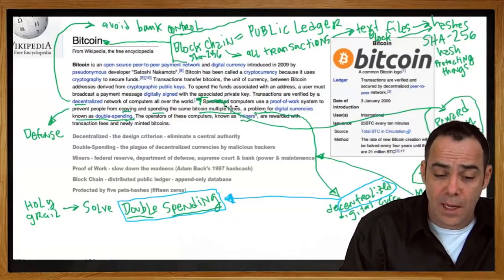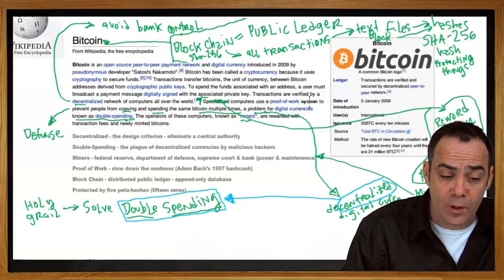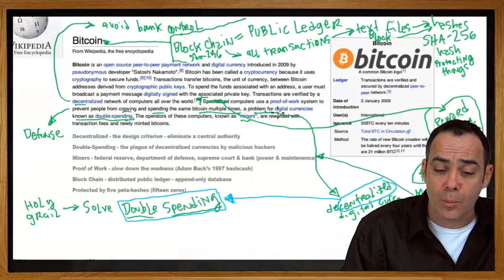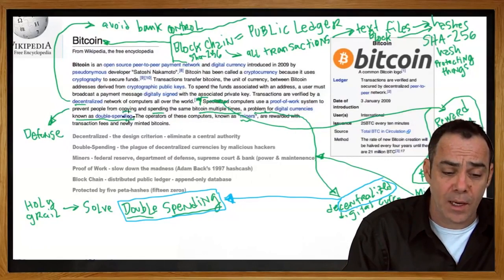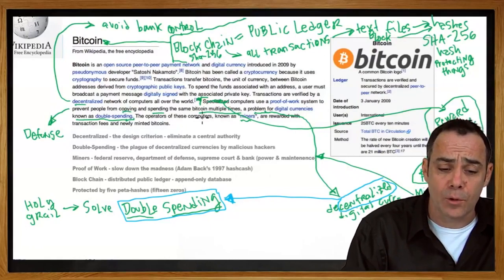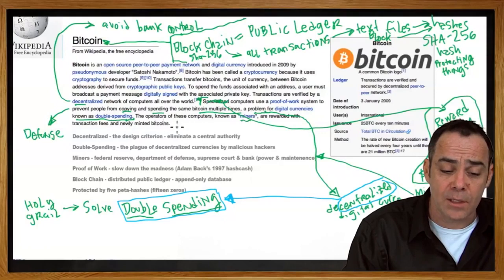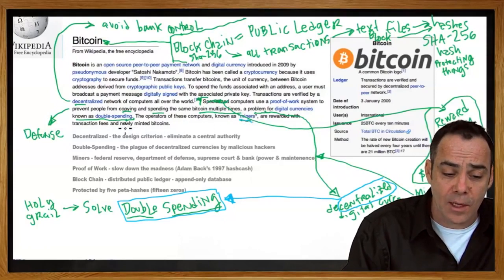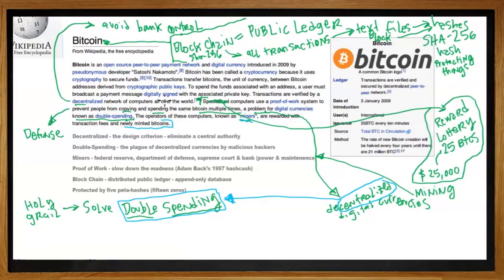paragraph. So, non-specialized computers use a proof of work system to prevent people from copying and spending the same Bitcoin multiple times, a problem for digital currencies known as double spending. The operators of these computers, known as miners, are rewarded with transaction fees and newly minted Bitcoins. Okay, so we've started to discuss miners, and we've talked about sort of this lottery reward of these 25 Bitcoins, okay, which are fresh Bitcoins. They've never been used in the system before. These are virgin Bitcoins, okay, that are given out every few minutes.